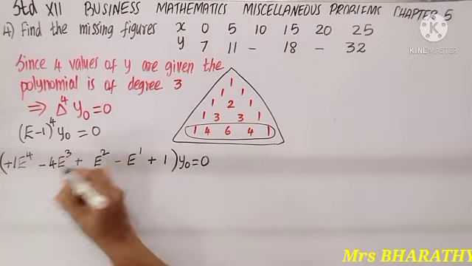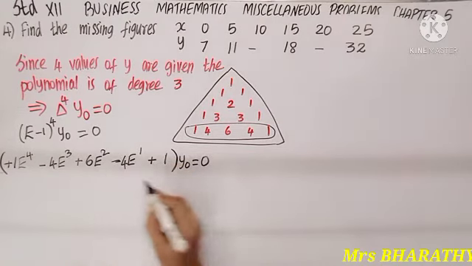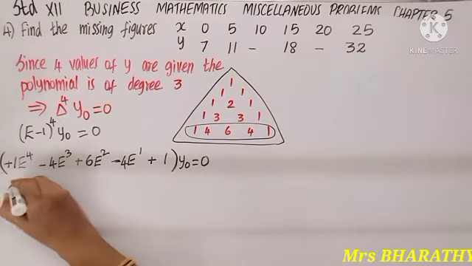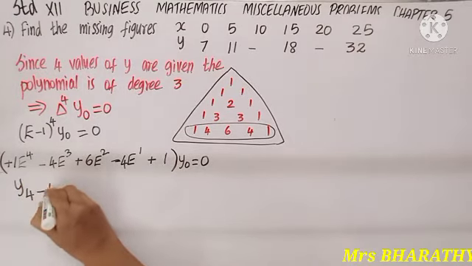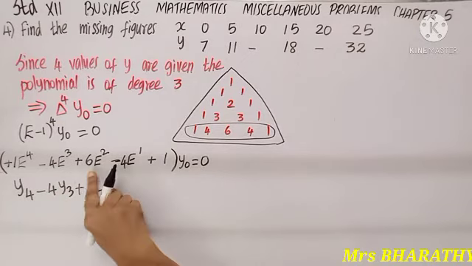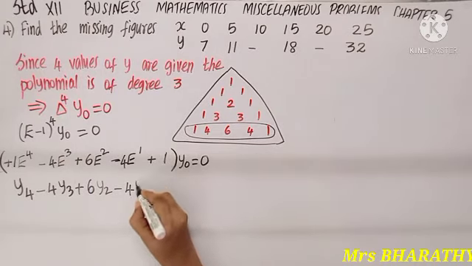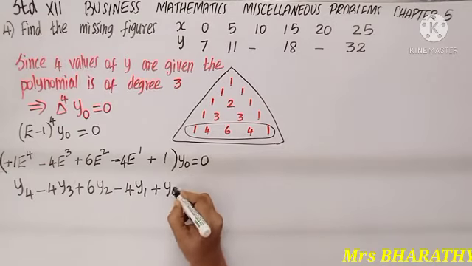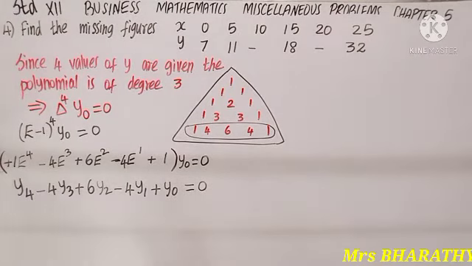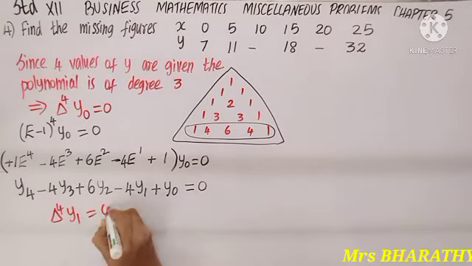1, 4, 6, 4, 1. It's already there. So this is the expansion. What do you mean by E power 4 of y naught? It will become y4 minus 4 E power 3 of y naught, y3, E power 2 of y naught, y2, and 4 E of y naught, y1 plus 1 into y naught equal to 0. The same idea I can say del power 4 of y1 also 0.